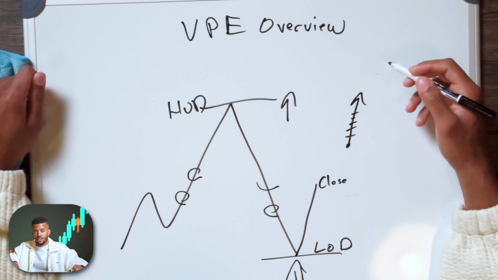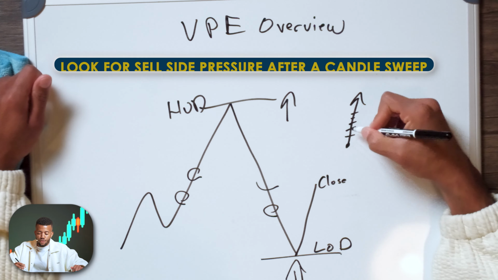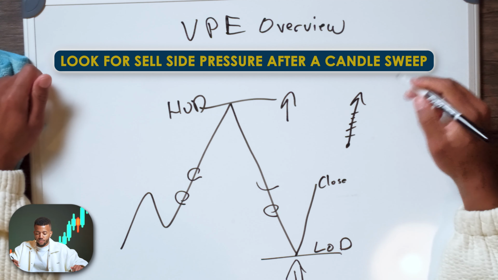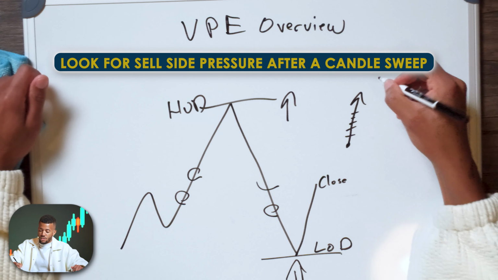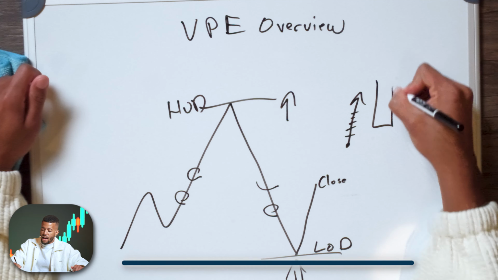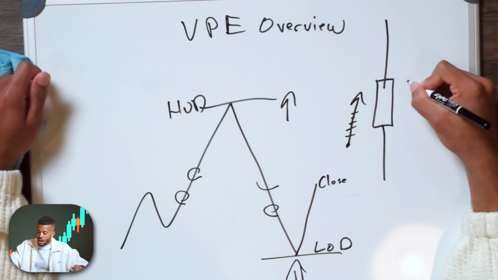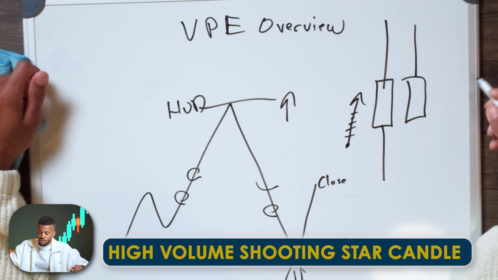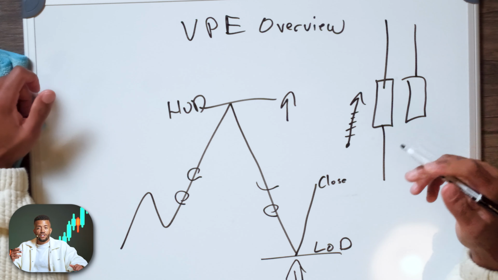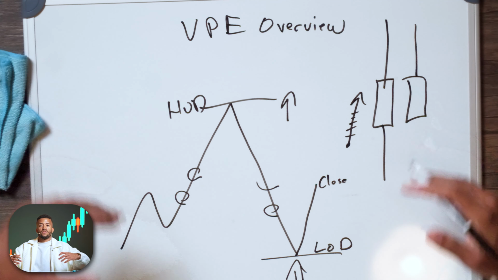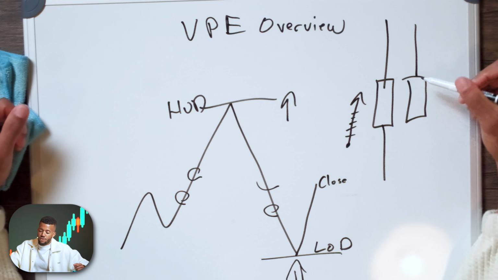This is why I call it sweep: sweeping these edges. We look for sell side pressure after we sweep a candle. What does that look like? We get a high volume doji candle, or a high volume shooting star candle at the edge. That's a clear sign of what we are fundamentally saying here, that there's sell side pressure.